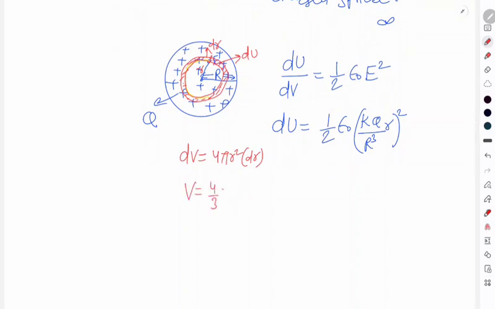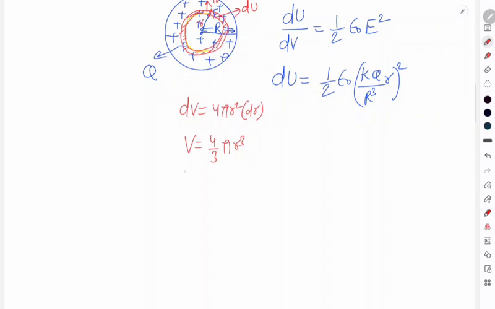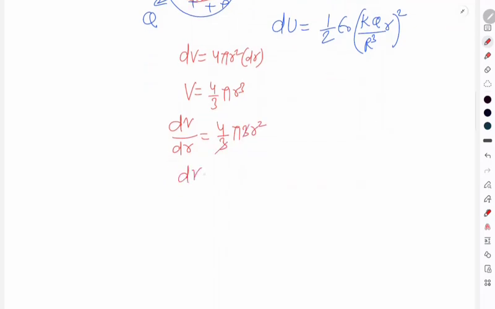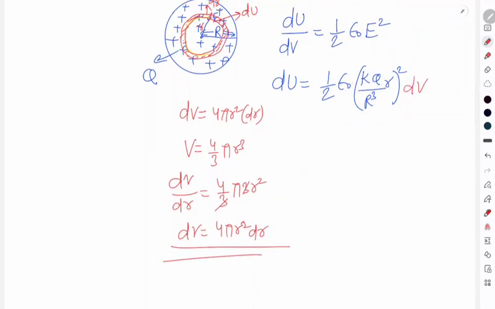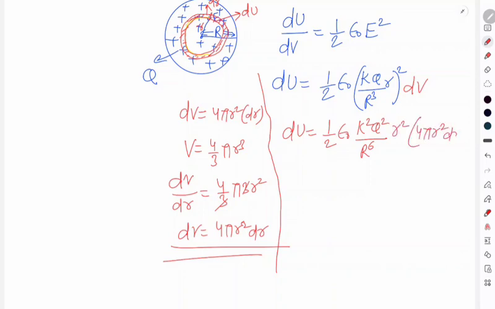V is 4 by 3 pi r cube, and if we differentiate it with respect to r, then it will be 4 by 3 pi into 3r square, 3 and 3 cancel out, so dV will be 4 pi r square into dr. Thus we got dV. So if we put the value of dV, then we can say that dU will be half epsilon naught, k square q square upon r raised to 6, into r square, and dV that is 4 pi r square into dr.